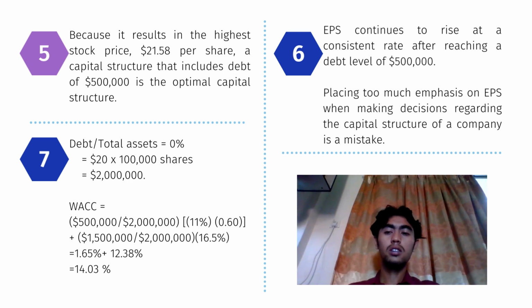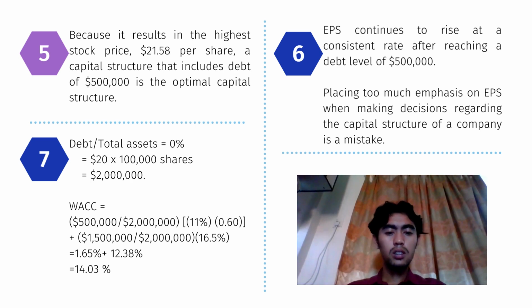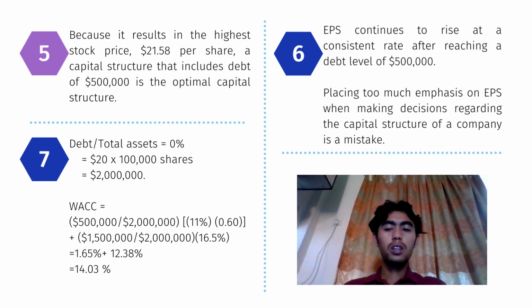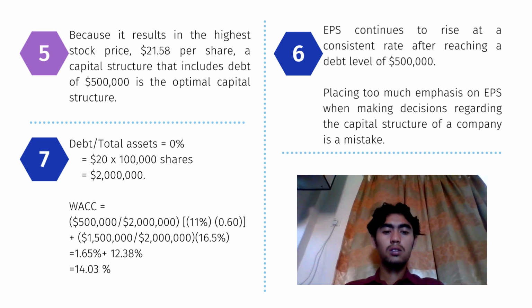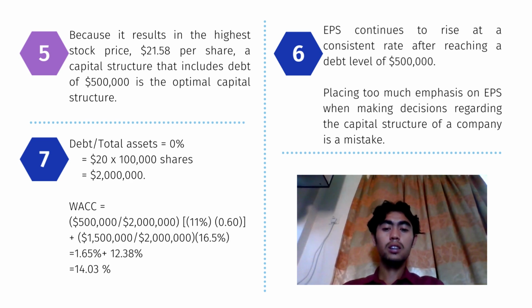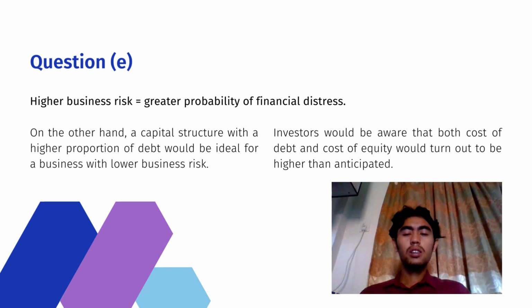And for question D7, the weighted average cost of capital at the optimal capital structure. So we have the calculation as shown here in the slide. Since we do not incur any debt yet, we will just multiply the stock price with the existing shares, and as you can see here, the weighted average cost of capital that we get is 14.03%.